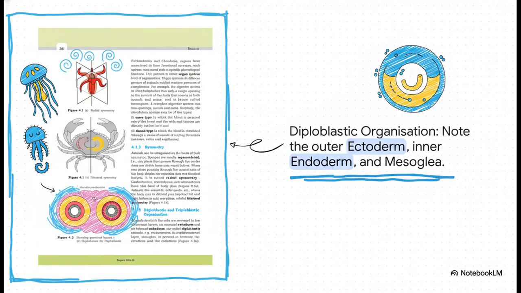Let's look at a diploblastic animal first. You've got two main layers. The outer one, the ectoderm, becomes things like skin and nerves. The inner, endoderm, forms the gut. And in between them is this non-cellular jelly-like stuff called the mesoglea. There's no complex middle layer to speak of.